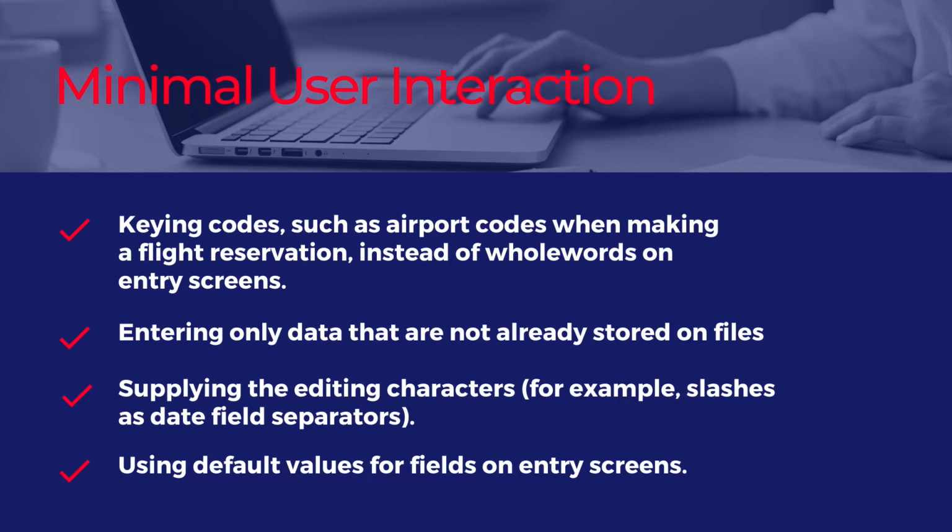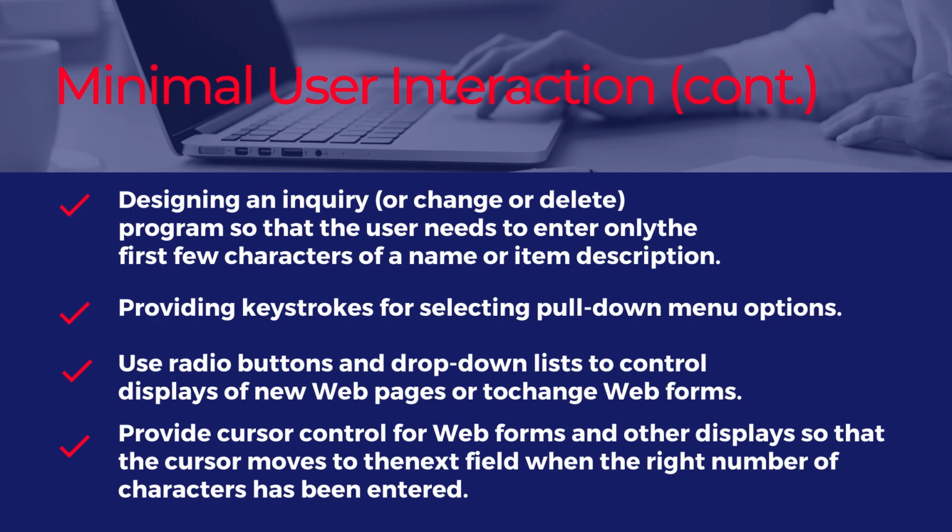Minimal user action. Keying is often the slowest part of a computer system, and good dialogue will minimize the number of keystrokes required. You can accomplish this goal through the following. Keying codes instead of whole words. Entering data that are not already stored on files. Supplying the editing characters. Using default values for fields on entry screens. Designing an inquiry, change, or delete program so that the user needs to enter only the first few characters of a name or item description. Providing keystrokes for selecting pull-down menu options.